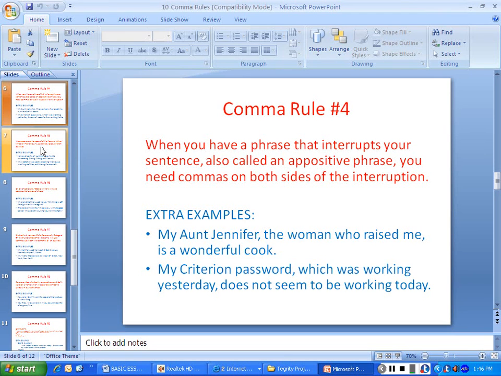My criterion password, which was working yesterday, does not seem to be working today. Again, we could just as easily write, my criterion password does not seem to be working today, but we have an interrupting phrase in the middle to let our reader know that the password was working yesterday.